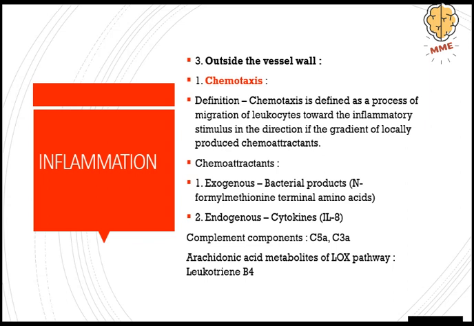Now, what are these chemoattractants which help in the chemotaxis process? The chemoattractants are exogenous and endogenous. The exogenous ones are bacterial products with N-formyl methionine terminal amino acids, and the endogenous ones are cytokines like interleukin 8. Complement components, C5a and C3a, also help in this process. Arachidonic acid metabolites of the lipoxygenase pathway, like leukotriene B4, also help. The second step outside the vessel wall is adhesion of leukocytes. This is achieved by binding of leukocytes to the extracellular matrix proteins through integrins and components like CD44.